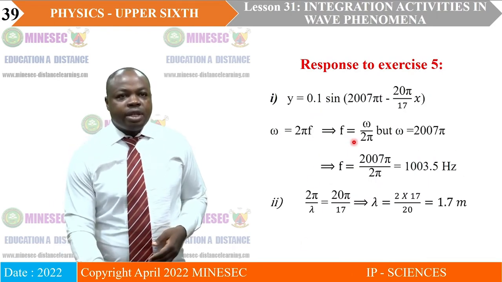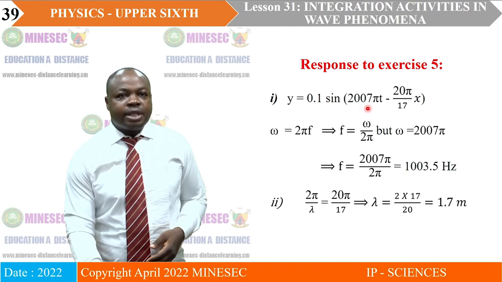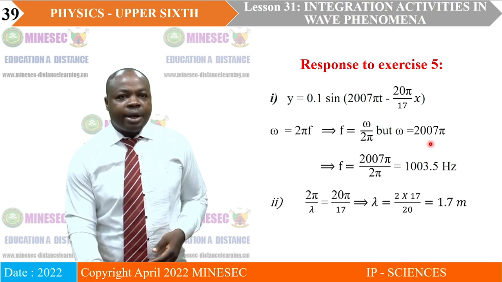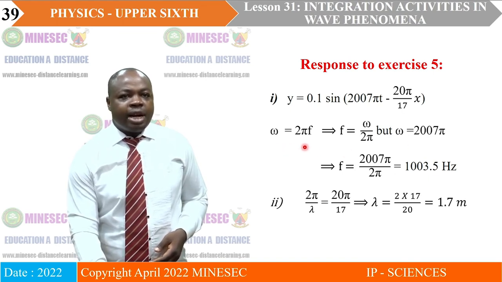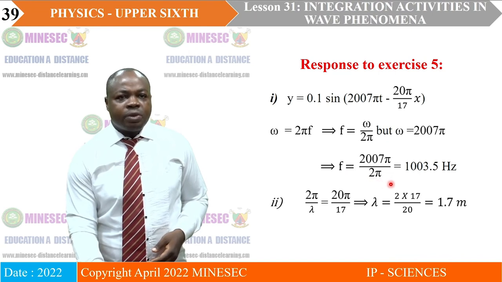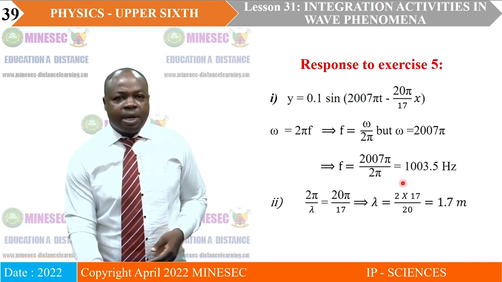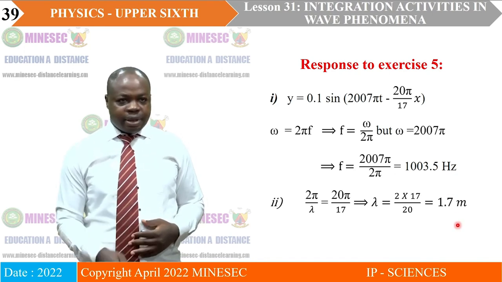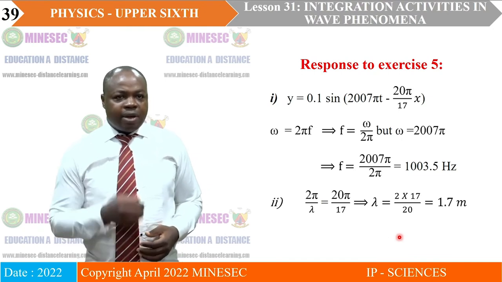And of course, from this equation, the first thing we are looking for is the frequency. The frequency is gotten from the coefficient of t, which is omega. So omega here will be 2007 pi. But from the equation, omega is 2 pi f. We can make f the subject to be omega over 2 pi, which is 2007 pi divided by 2 pi. And it gives us 1003.5 hertz.